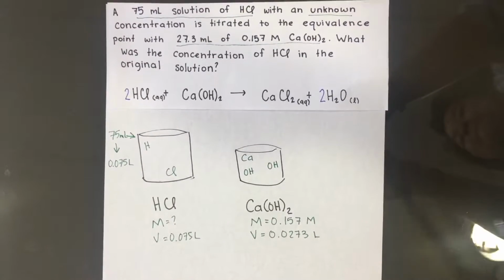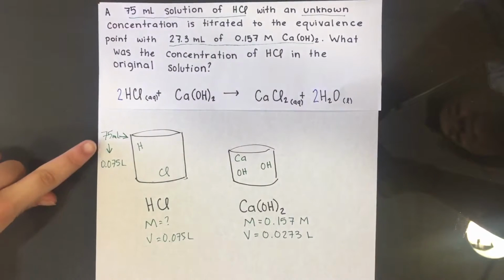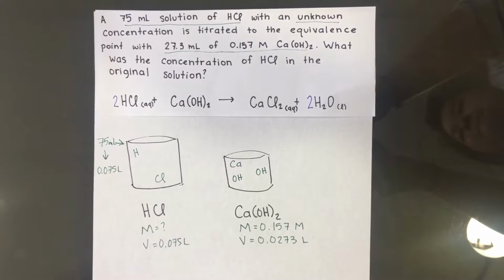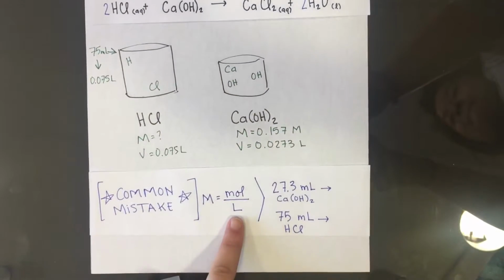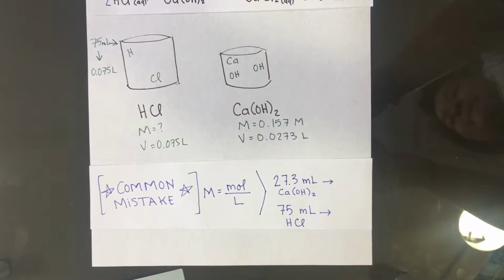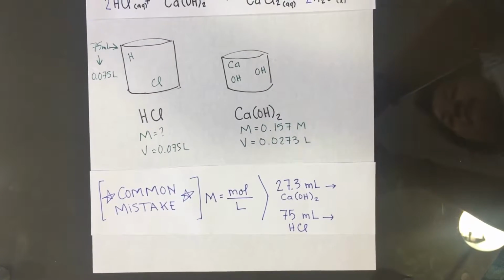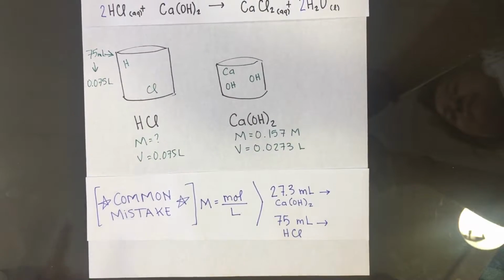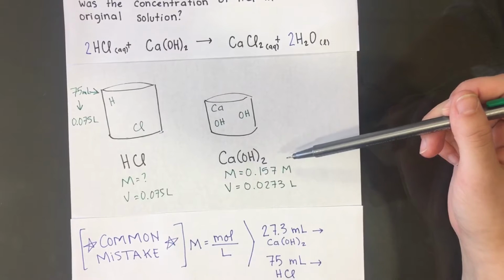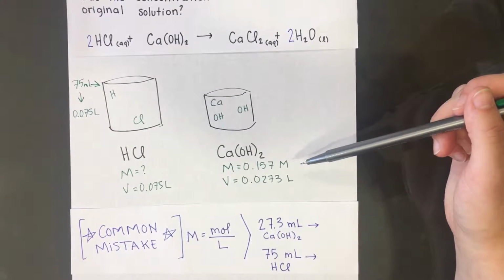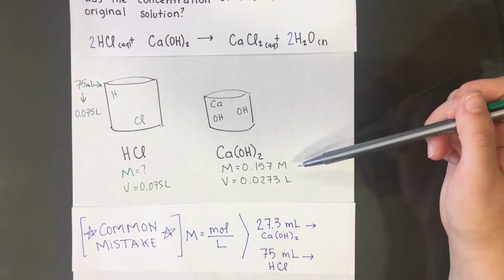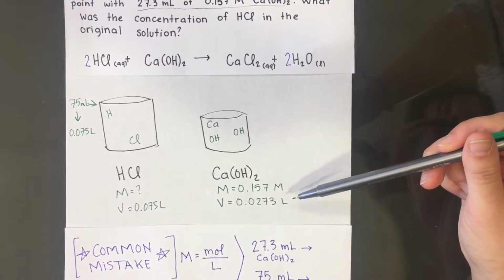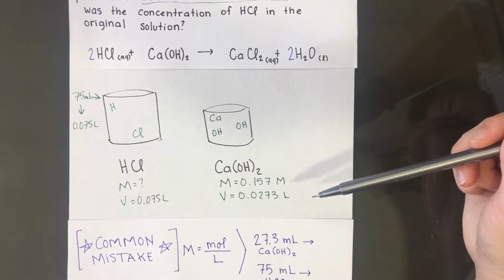Now we know that we have 75 milliliters, which right here is going to be 75. This is a common mistake for these kinds of problems: for our equation, we need liters, but what we're given is milliliters. So we divide, and we get 0.075 liters. And right over here, we have calcium hydroxide, which has a molarity of 0.157, given right here, and our converted milliliters into 0.0273 liters of calcium hydroxide.